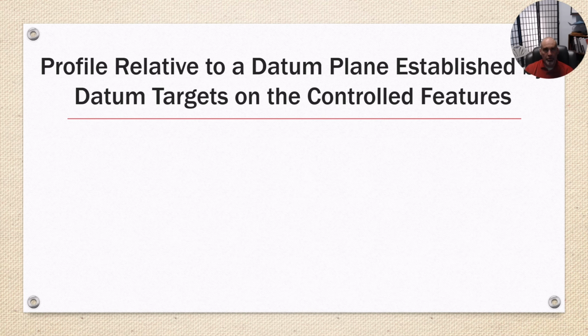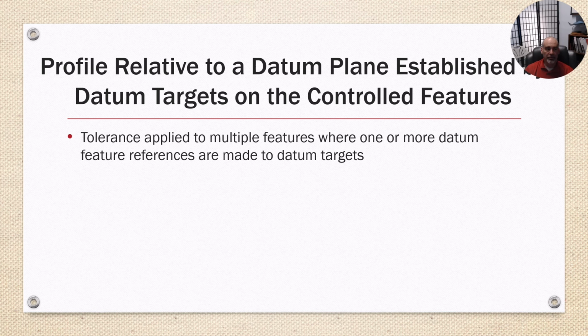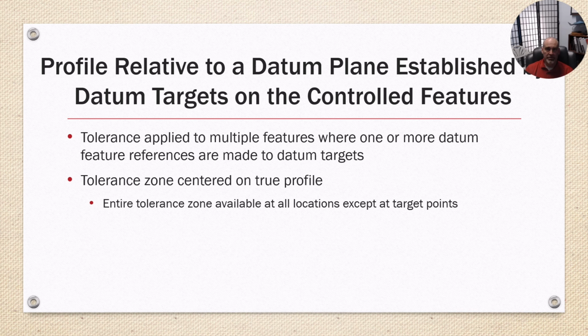A profile relative to a datum plane established by datum targets and controlled features. So the tolerance is applied to multiple features where one or more datum feature references are made to datum targets. And the tolerance zone is centered on the true profile, and the entire tolerance zone is available at all locations except for the target points themselves. So they're exempt.